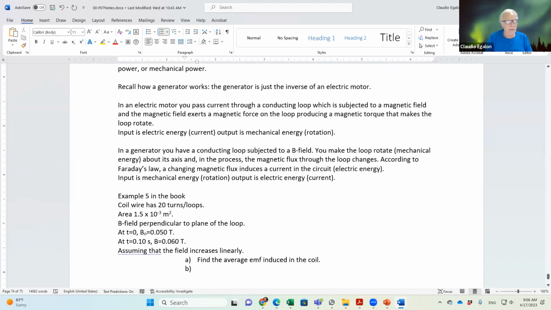B. Okay, B. What is the new EMF? EMF if B field decreased from 0.060 Tesla to 0.050 Tesla in 0.1 seconds. Okay.